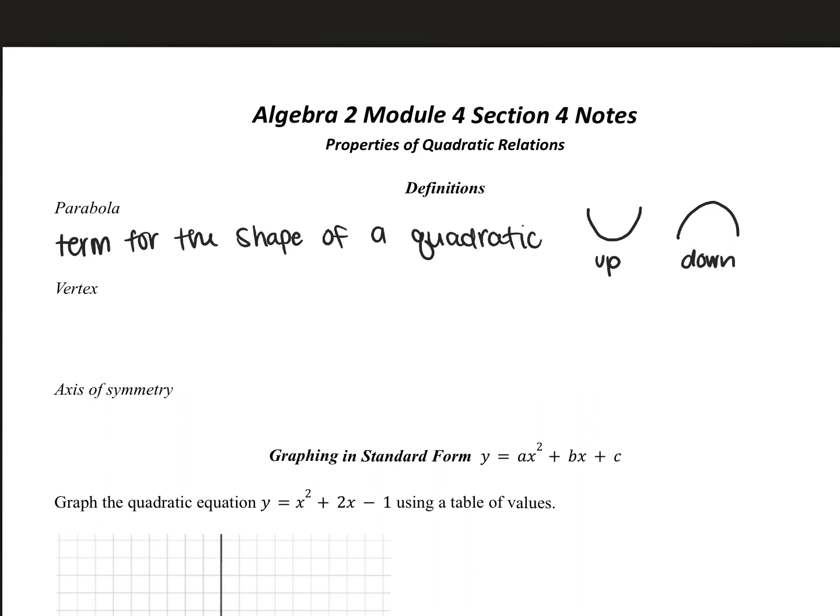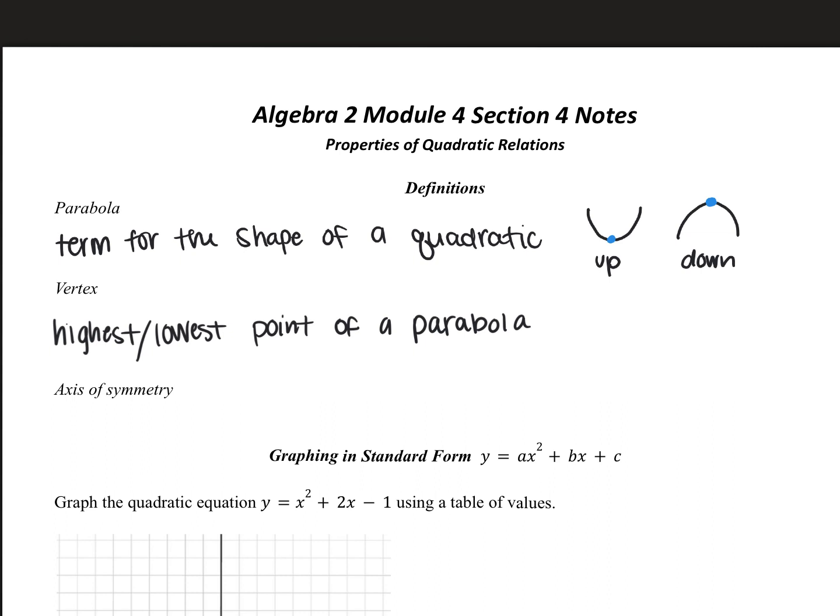Depending on which direction the parabola opens, we have something called the vertex. So it's either the highest or lowest point of a parabola. Now, if a parabola opens up, the vertex is this lowest point, and if the parabola opens down, the vertex is what we call the highest point.